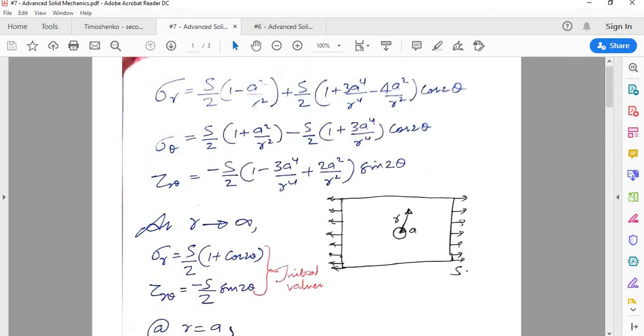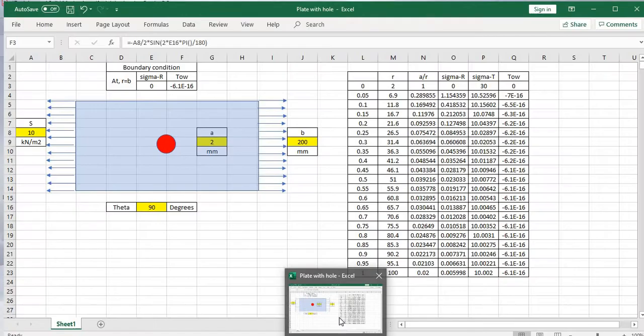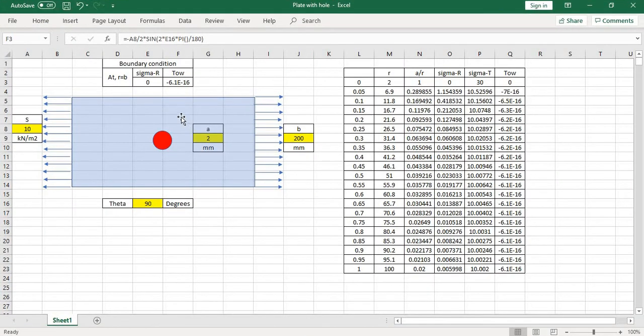Now I have developed a small Excel sheet which sheds more light on this. So here you have a plate subjected to S, which is 10 kilonewton per meter square. B is 20 centimeters. So you can imagine a 20 centimeter plate in which there is a hole of radius 2 mm. So if that is the case, this will return these expressions for sigma r, sigma theta, and tau. Now one by one we can vary.